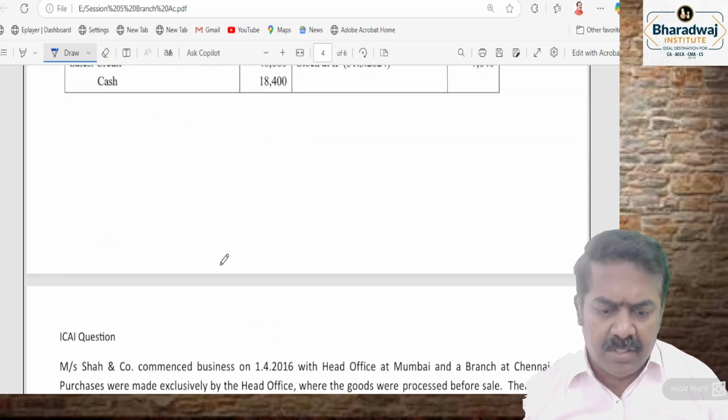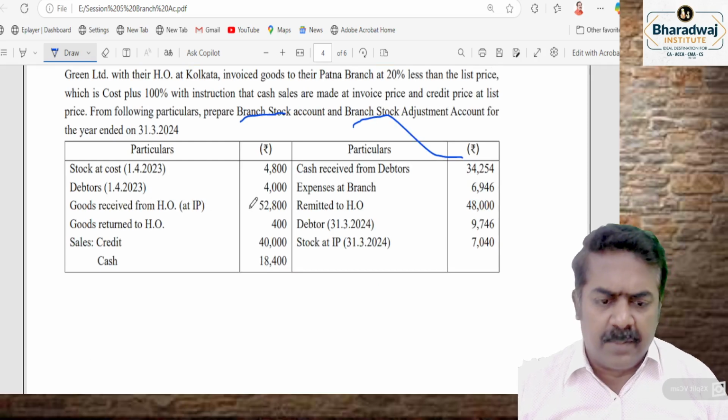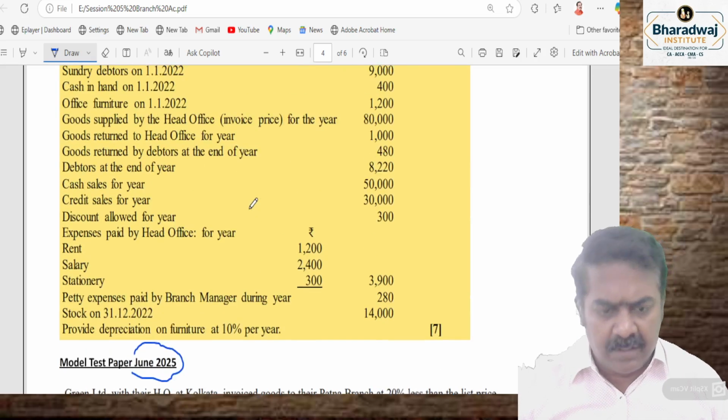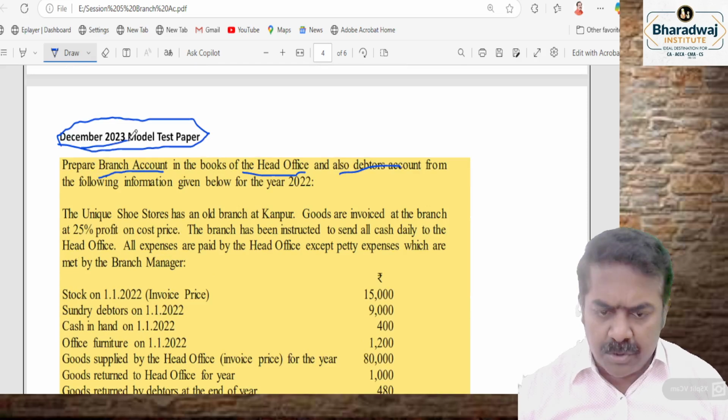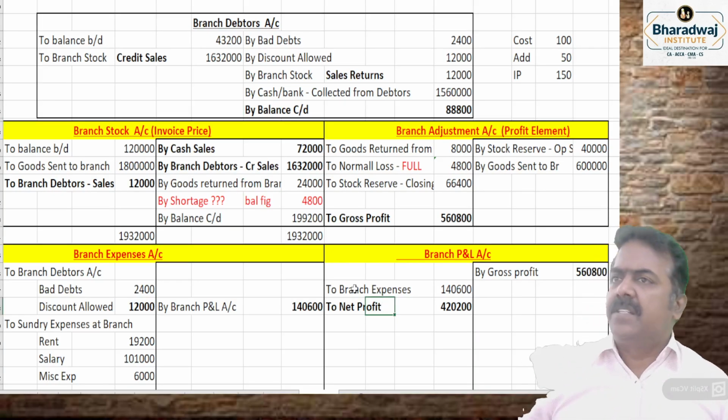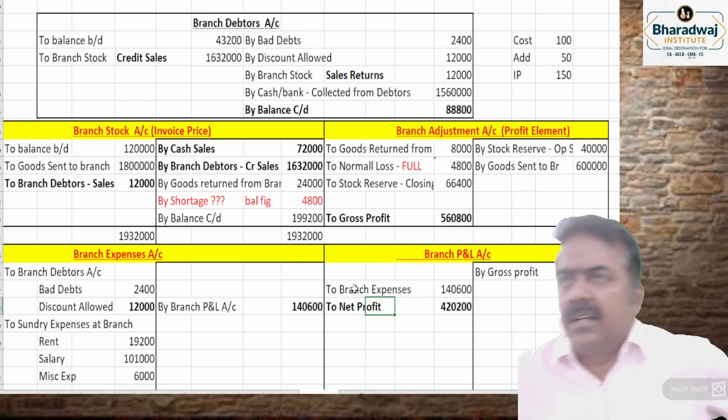Okay, so this is the stock and debtors method. Which method? Stock and debtors method. We'll do that later. So December 2023 model test paper, try it after taking up. If you have not taken up, please take it up. Then try that question.